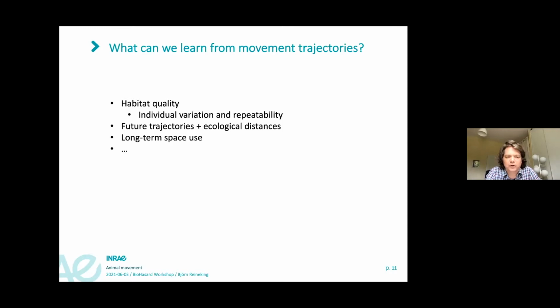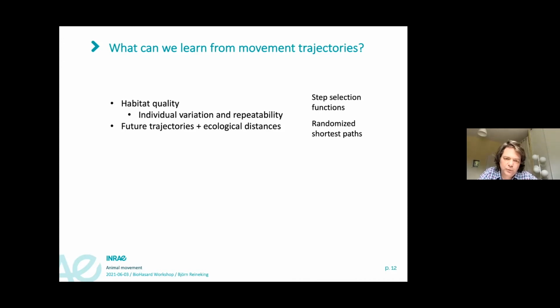In that, we might also be interested in the extent to which different animals of the same species react differently to the same environmental conditions, because this would then be the basis for adaptation. And we'll look at that. And then another element that we are often interested in is to see where animals might walk in the future, which trajectories they might take, so that we then can identify areas where we can mitigate against fragmentation.